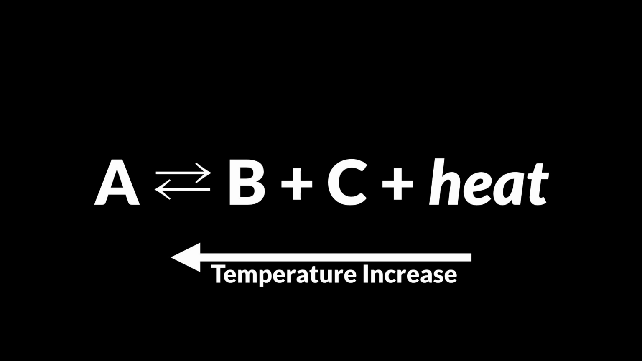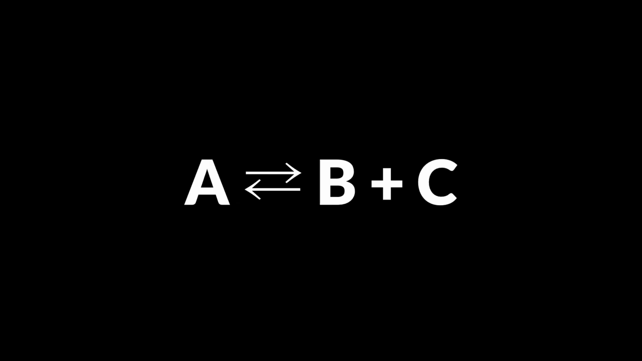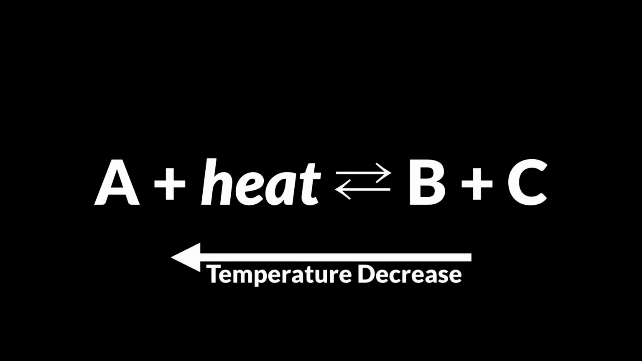So if we increase the temperature in an exothermic reaction, then it will become more reactant favored. On the other hand, if we decrease the temperature in an exothermic reaction, we will make the reaction more product favored. In the same way, if we had an endothermic reaction, delta H is positive, then heat will be included as one of the reactants. And so a decrease in temperature will cause the reaction to become more reactant favored.